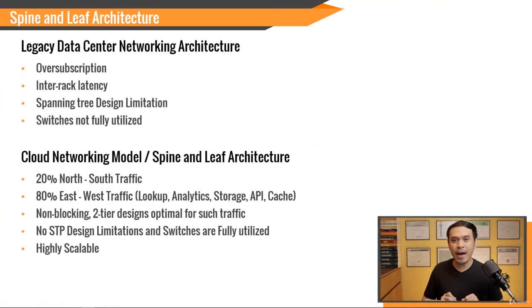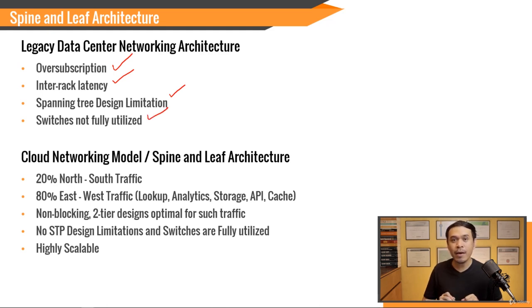Here are some disadvantages of our legacy data center network architecture, or our three-tier hierarchical network model. These are oversubscription, inter-rack latency, and design limitations due to Spanning Tree Protocol, where the effect is that some of the ports in our switches will be in a blocking or discarding state. As a result, switches are not fully utilized.